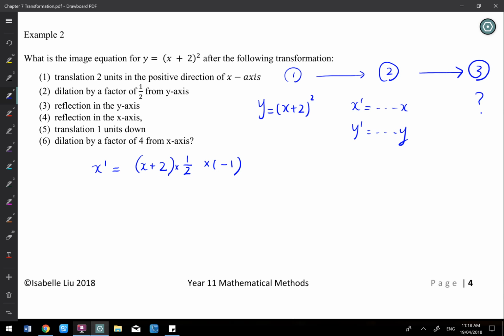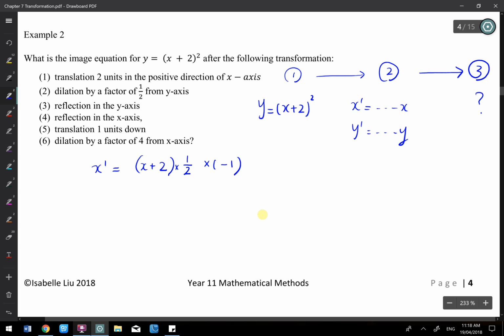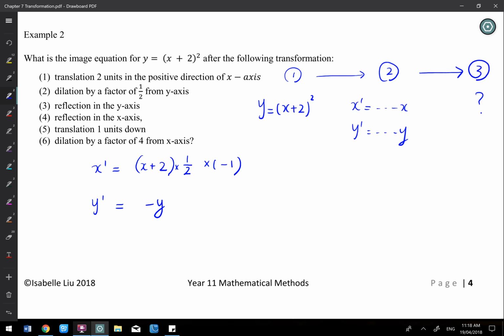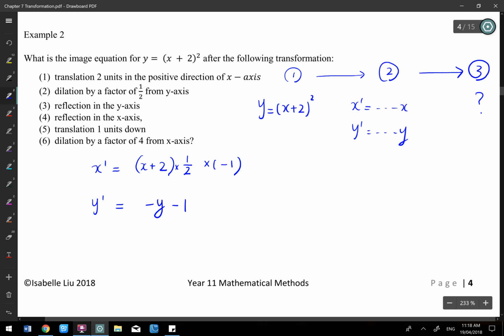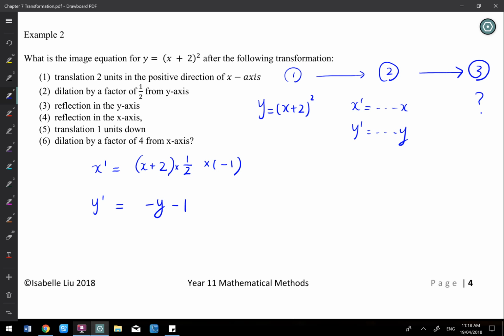Okay, let's look at 4. 4 says reflection in the x-axis. What has been changed? So what can I write? y dash equals negative y. Okay, that's according to 4 what we can have. 5. Translate 1 unit down. Changing y as well. So moving down by 1 unit. So we just minus 1 here because the negative y happened first and then moving down.